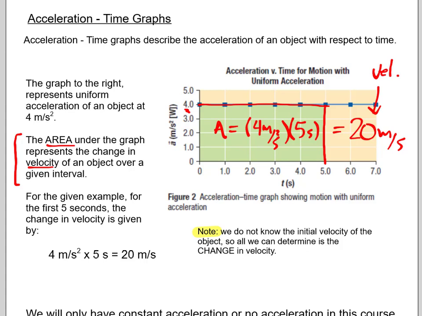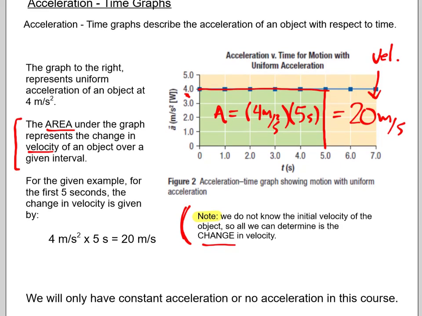Now that velocity isn't the actual velocity of the object, it's just what it's changed by. If it started at 0, it's gone up to 20. If it started at 20, it's gone up to 40. We can't extract that information without a little more detail from the questions. All we know is that this is the change in velocity. That's a really important piece to understand from these.